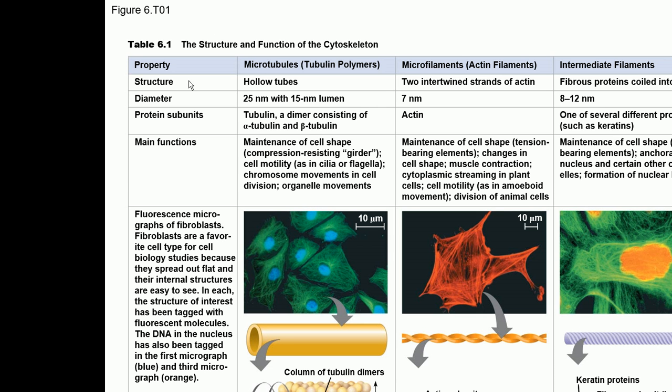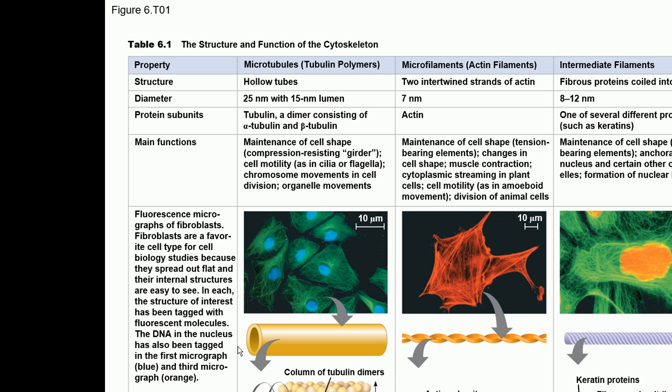First of all, we have microtubules. They are like hollow tubes, you can see they are like this. They are made of a protein called tubulin, and tubulin is a dimer consisting of alpha tubulin and beta tubulin. So alpha beta, this is a tubulin dimer.